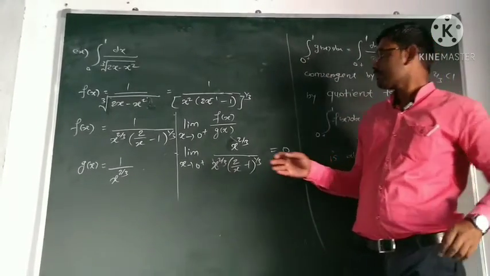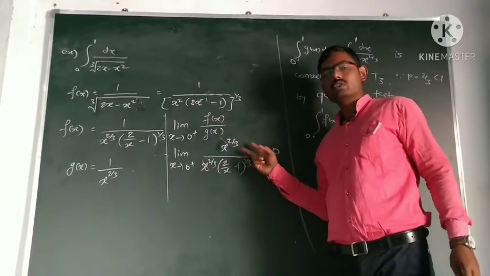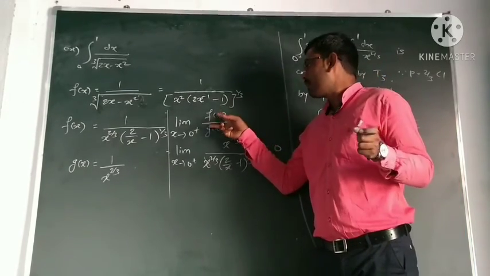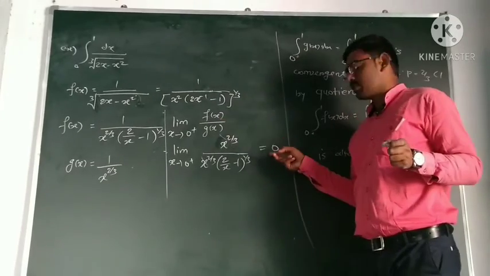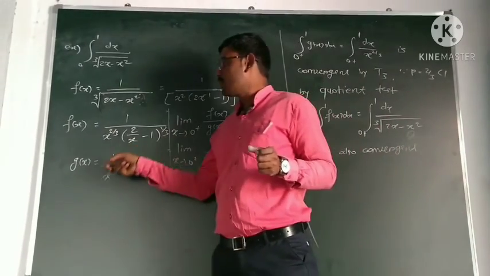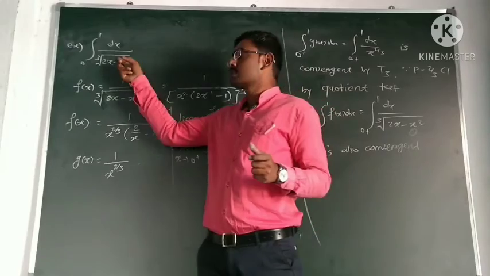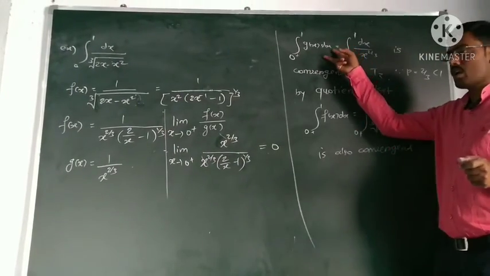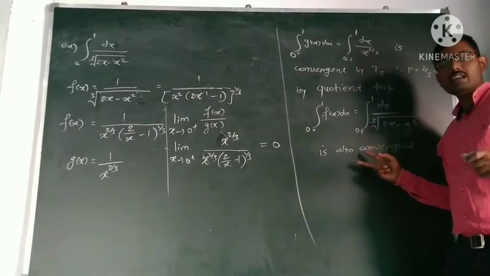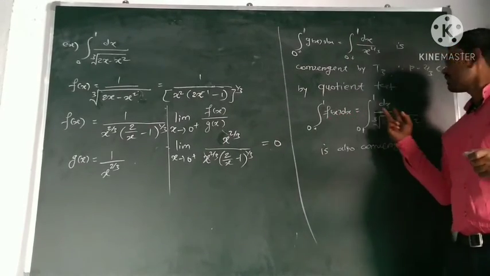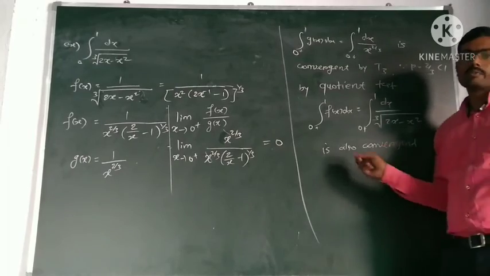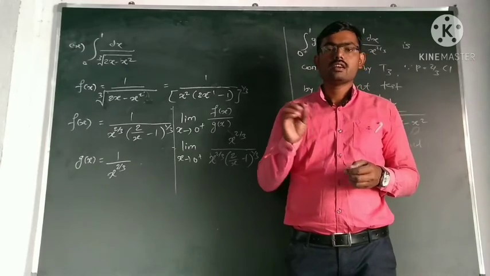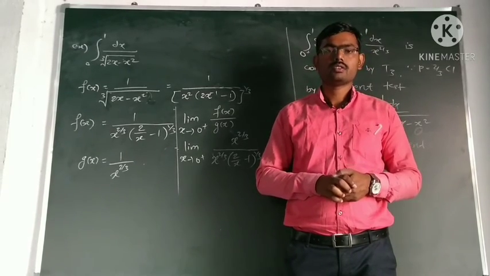The quotient test says if the limit of the ratio is a non-zero positive real number, then both integrals converge or diverge together. If the limit of the ratio is equal to 0 and the integral of g of x is convergent, then the integral of f of x is also convergent. Here the limit of the ratio is 0 and the integral of g of x is convergent. So by the quotient test, the integral of f of x, that is this integral, is also convergent. This is the use of comparison test 2, or the limit comparison test. Okay, so thank you.